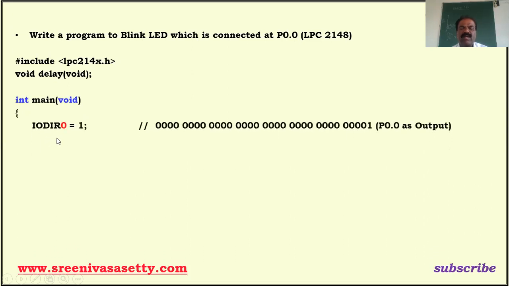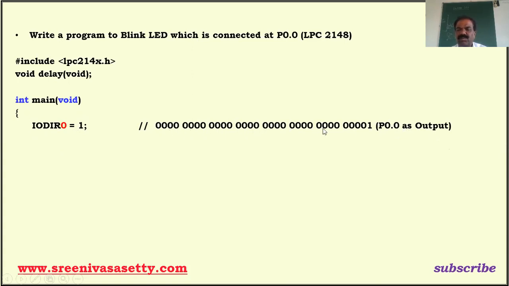Now, IO direction 0 equal to 1. What is the purpose of writing this statement? We have to configure P0.0 as output. In the previous lecture, I explained how to configure. Here we are using an LED, which is an output device. Therefore, we have to configure this port P0.0 as output. This is the binary equivalent.